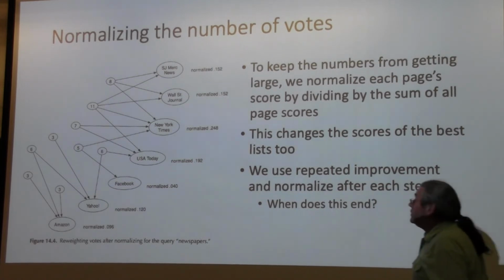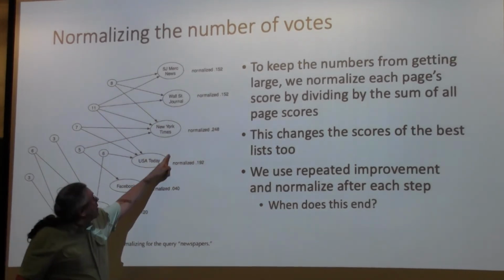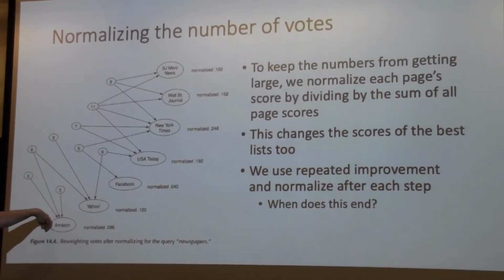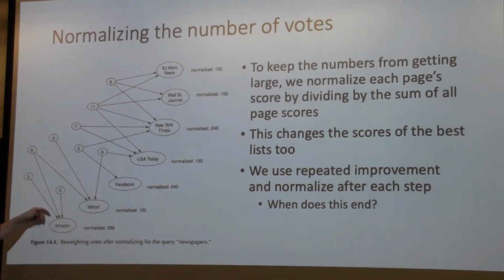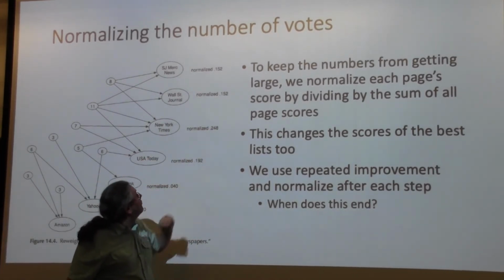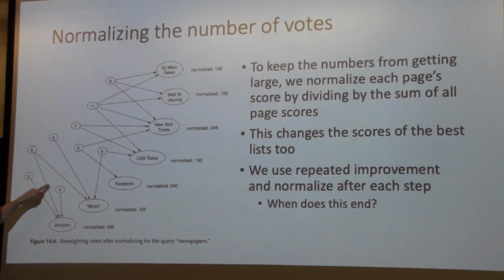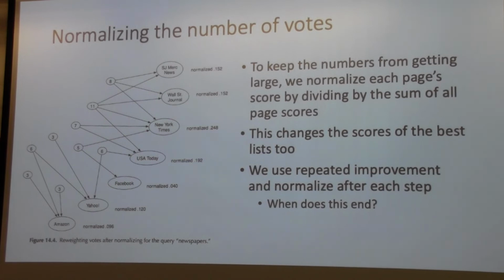Now, the numbers are always increasing, so we normalize them. All the pages we point to, we divide by the sum so that it all adds up to 1. We divide by the sum of all the page scores, because otherwise the numbers keep getting bigger. So you can see that they're normalized here. Here, New York Times is 0.248. Facebook is a little bit less. And you keep going, and you also normalize the ones on the left. And actually, this will achieve a fixed point. This will go to a final result.